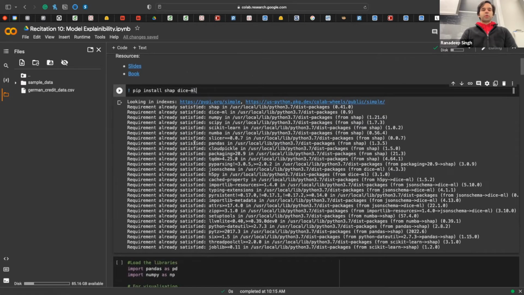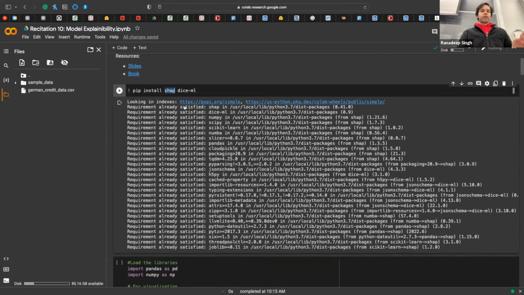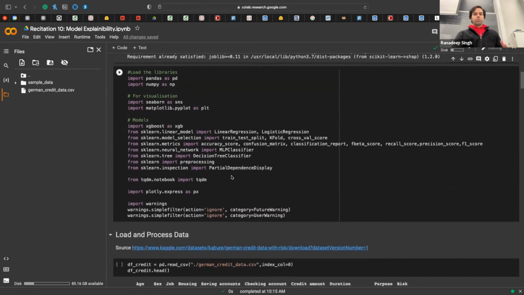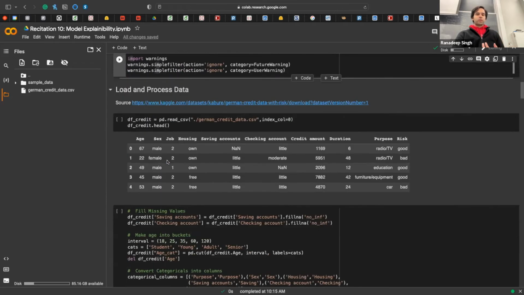So first, you're just importing stuff like these two libraries. They're not installed by default. SHAP is, as we discussed, for explaining a single point. And you import a bunch of models from sklearn. So we'll train a bunch of these models and we'll see what works.